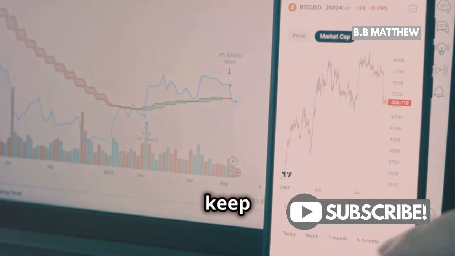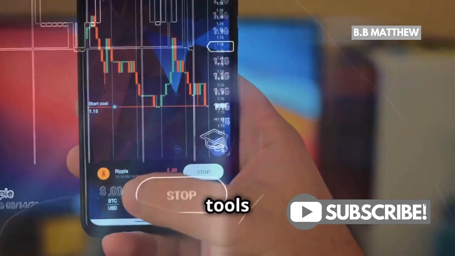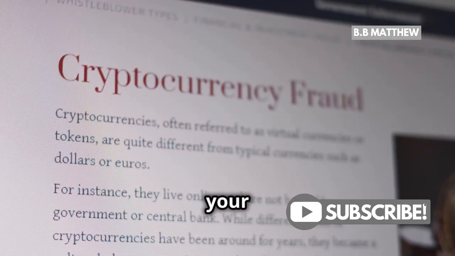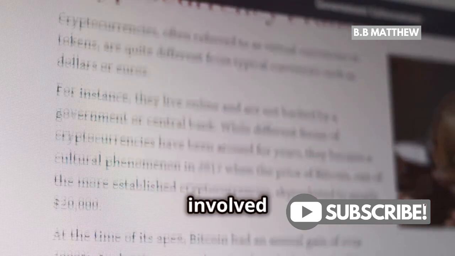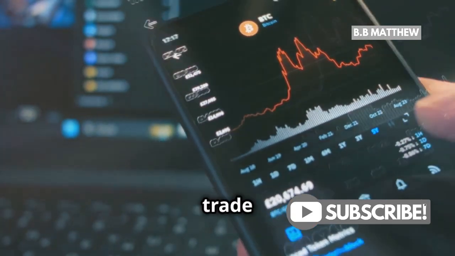And don't forget to keep an eye on the charts. Binance offers real-time data and a range of tools to help you make informed decisions. One last tip, always do your own research and be aware of the risks involved in cryptocurrency trading. The market can be super volatile, so trade wisely.